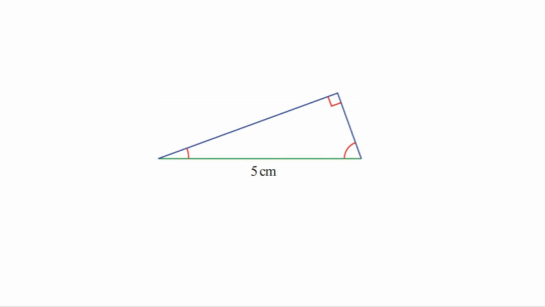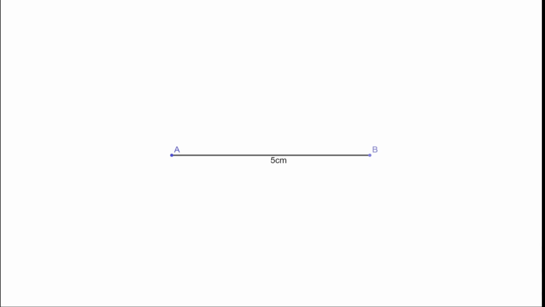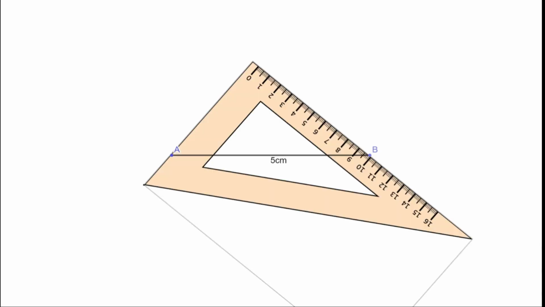Another method is using a set square. Would you like to see how it is? First of all, draw a line of length 5 cm. Now put the set square on this line in such a way that one end is on this side of the set square and the other end is on the other side of the set square. Now we know this angle is 90 degree. So it is enough to draw lines like this. Just draw lines like this.